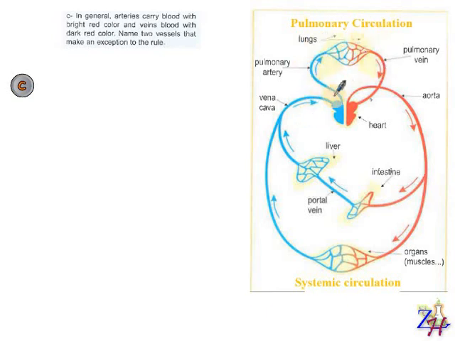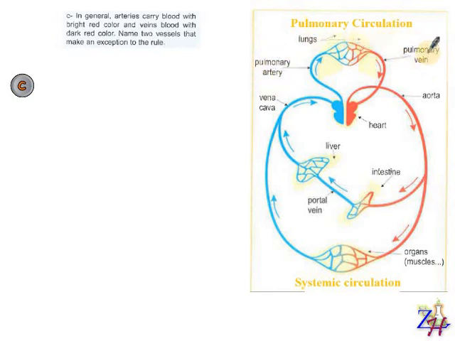If we look at the pulmonary circulation, notice here. The pulmonary artery, although it's an artery and all the arteries of the body carry oxygenated blood or bright red blood, we notice that it carries dark red blood. Why? Because this blood is coming from the organs. So it's rich in CO2 and poor in O2. So we can say that the pulmonary artery is the exception. It's the only artery that carries dark red blood. It carries blood poor in O2.